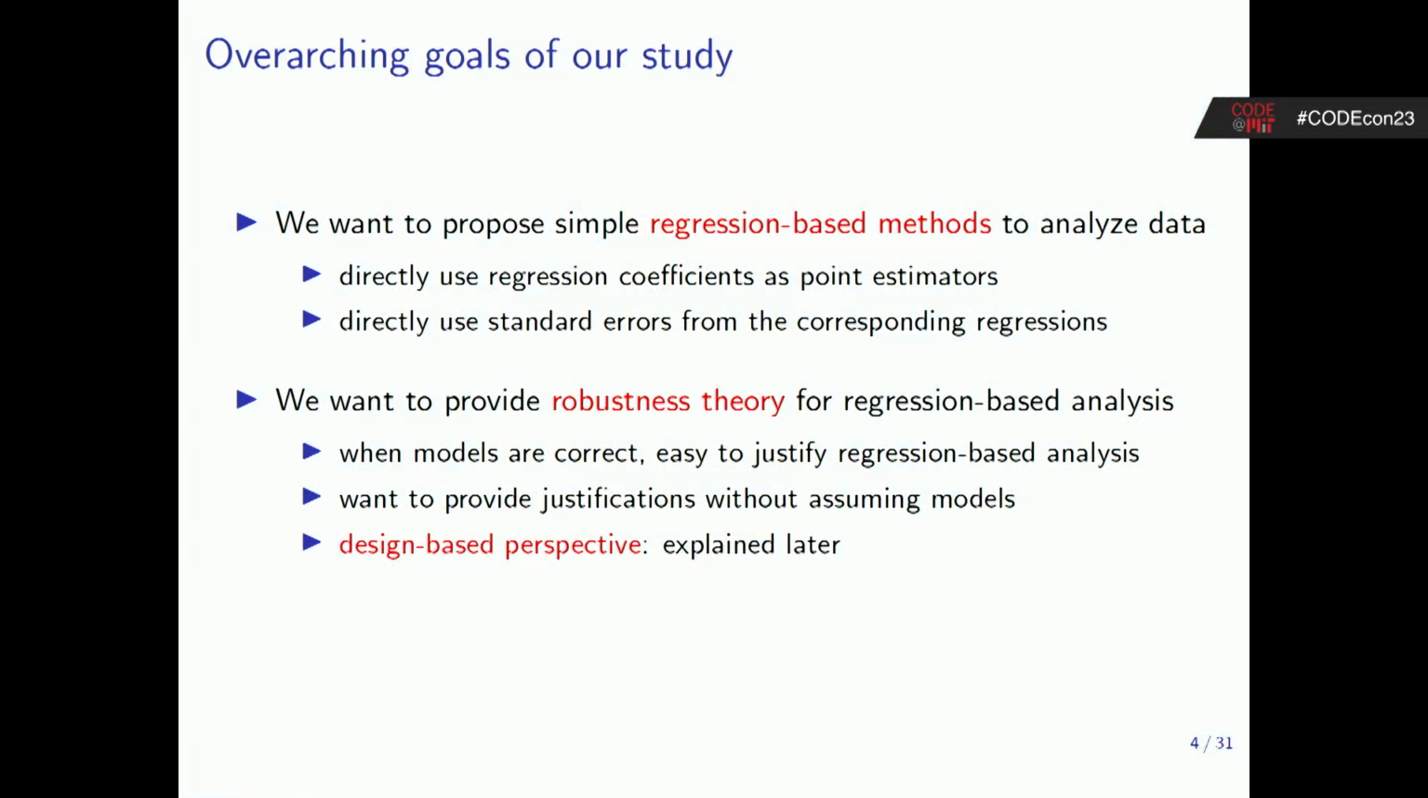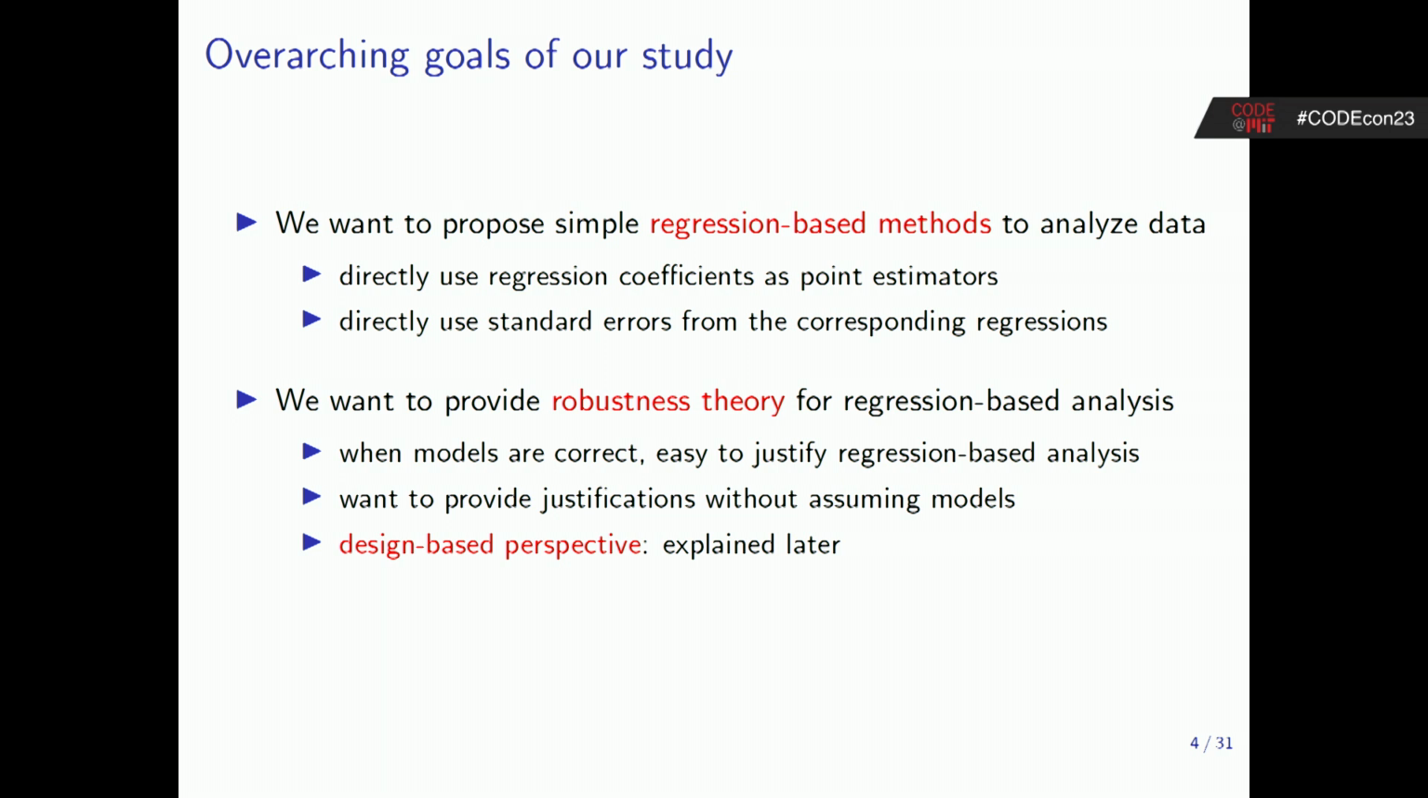The goal of our study: two goals. First, we want to recommend some methods that are easy to implement. So we will focus on regressions. We don't want to recommend anything more complicated than regressions: least squares or weighted least squares. That's our first goal. Use regression to generate both point estimators and variance estimators. This is the method part.